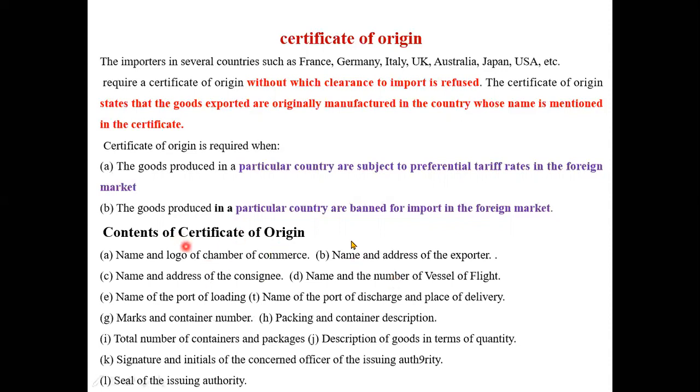This is the content of the certificate of origin. And you can see, in most of the cases, the seal of the issuing authority, and it is clearly mentioned who the origin is, that means where the goods are produced.